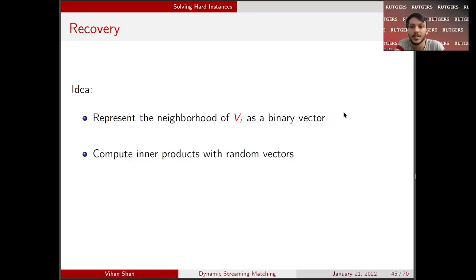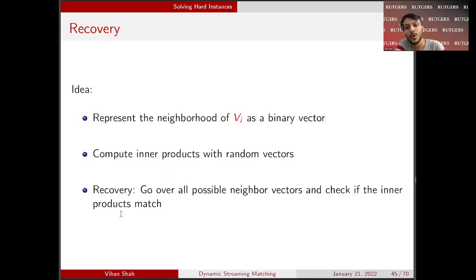Good. So what is the idea? We represent the neighborhood vector Vi as a binary vector, and we compute the inner products with random vectors. You can think of this as a sketch that we store. And using the sketch, we will recover the neighborhood vector. So what is the recovery? You go over all possible neighborhood vectors that could have been and check if the inner products match. If for any particular guess all the inner products match, then that is the neighbor vector you were looking for.